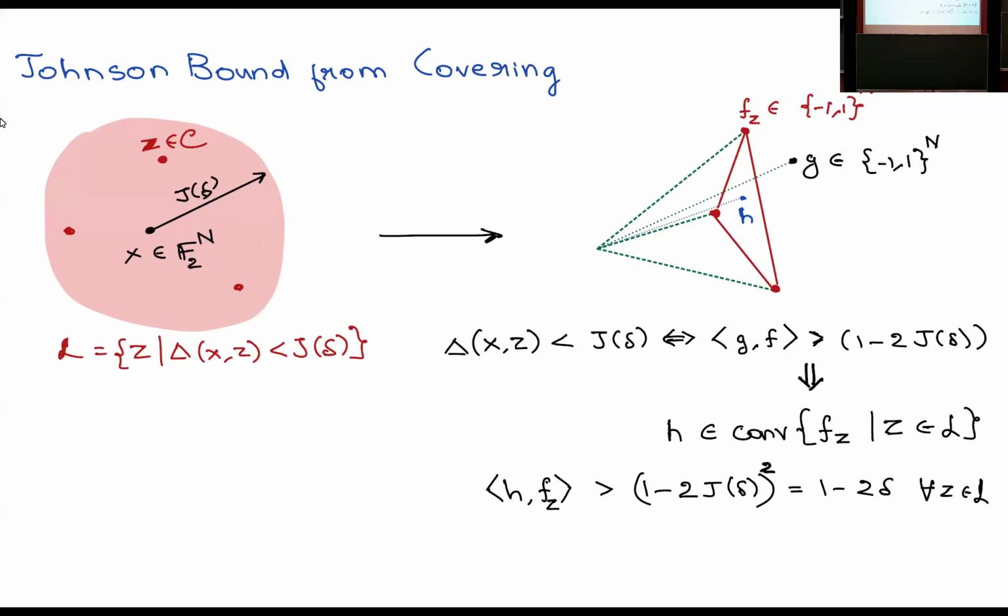Remember, we don't know that the size of this list is bounded. We just know that these are all the points which are within distance delta. We want to prove that there are not too many of them. That's the statement of the Johnson bound. So for every z, we can again map it to a ±1 vector f sub z. Same mapping, 0s to 1s, 1s to -1s. And now distance translates to correlation or inner product. So if x and z are at distance j of delta, then the inner product is 1 minus 2 times j of delta, because they agree in a 1 minus j of delta fraction and disagree in the rest.